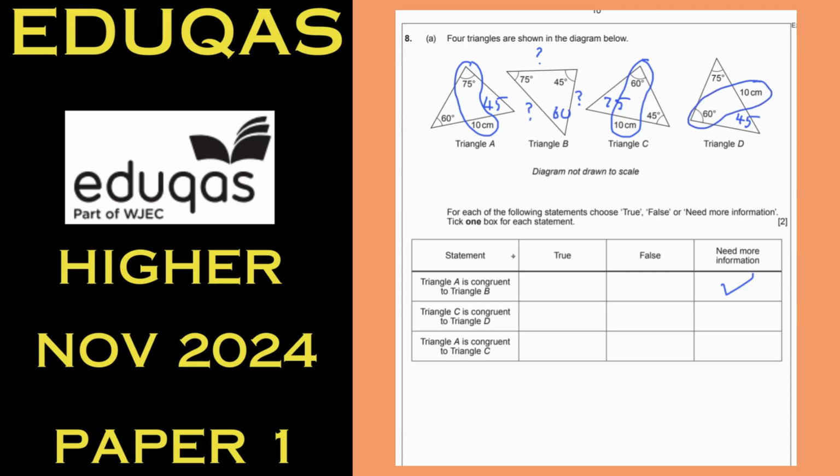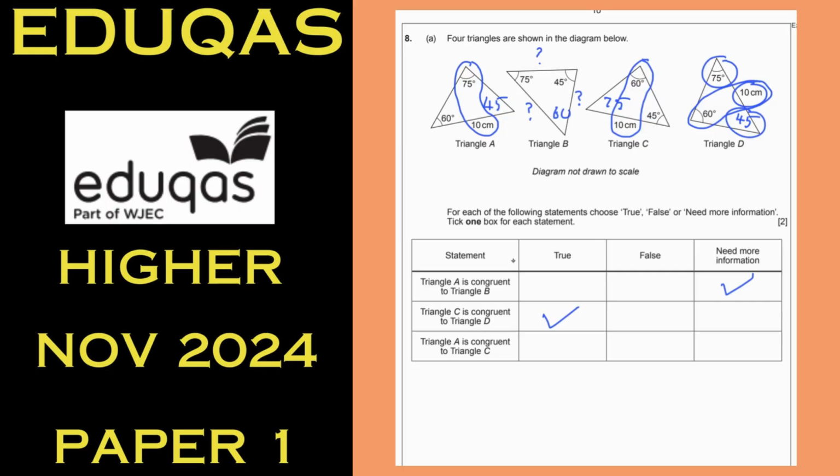Look at the angle, which is opposite the side. If we look at triangle C is congruent to triangle D, yes it is, because the 10 is opposite the 60. That means they're in the same rotation and they follow the same order. It could be a flip over, but they follow the same order. You've got, for example, angle, side, angle. ASA is a test for congruence.